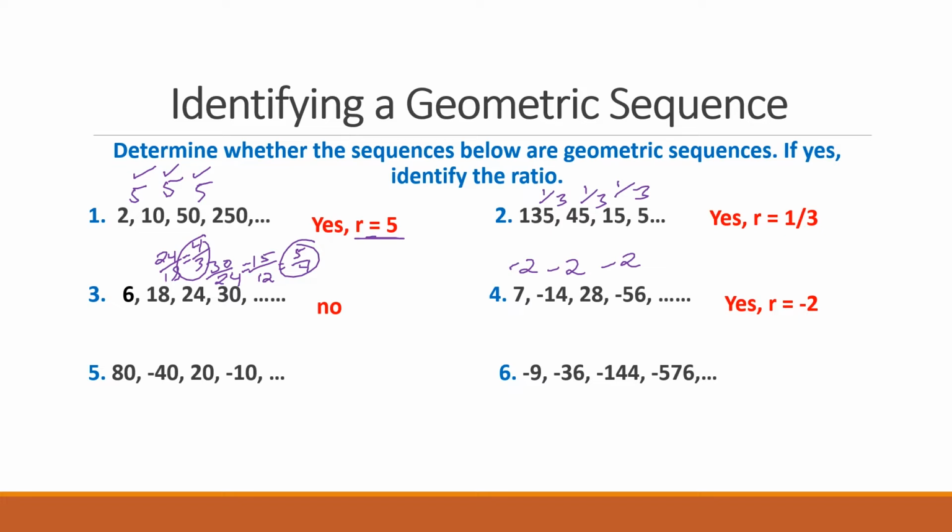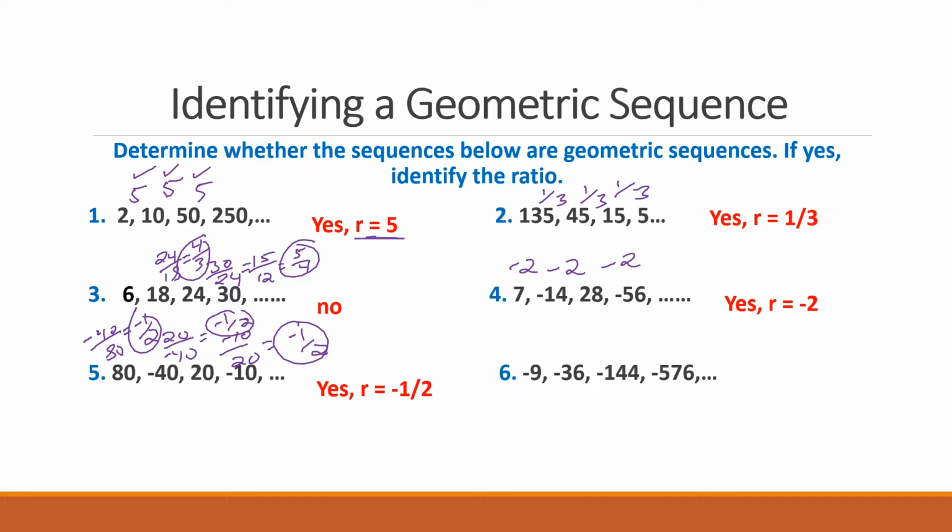The next one here, negative 10 divided by 20. We can reduce that. That is negative 1/2. 20 divided by negative 40, again, that is negative 1/2. Excuse my handwriting, it's all bunched up here. And negative 40 divided by 80, again, is negative 1/2. And so common ratio is negative 1/2. And yes, that is a geometric sequence.